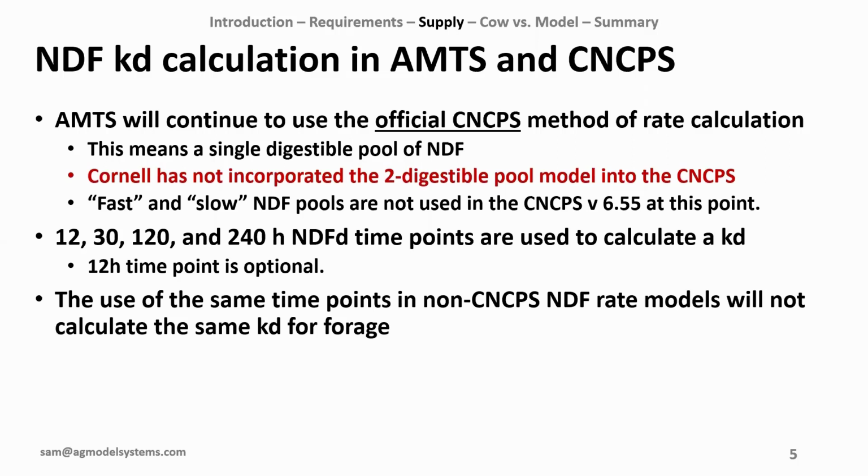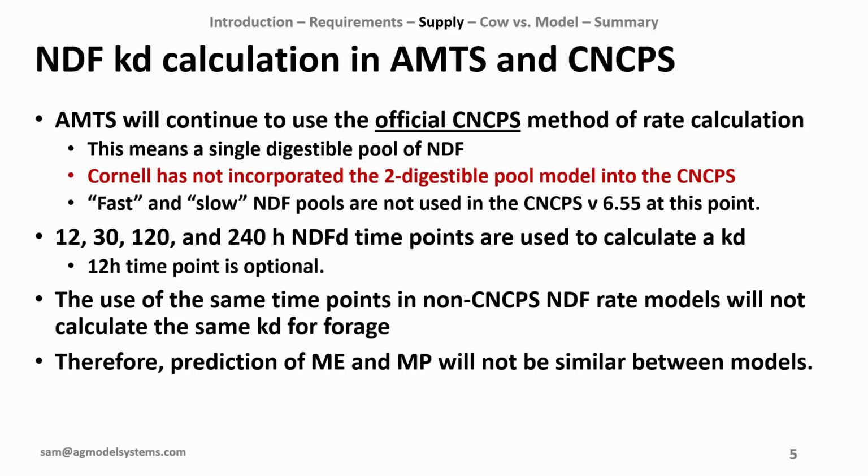The use of the same time points in a non-CNCPS NDF rate model will not calculate the same KD for a forage. So if you're using another model that uses a non-CNCPS method to calculate the NDF KD, you're not going to get the same KD result, obviously, and therefore you wouldn't have the same inputs for the program. And therefore the prediction of ME and MP allowable milk will not be similar between models. Because we're using the official CNCPS method, we would say that the AMTS calculation is still consistent with the CNCPS method for calculation of ME and MP allowable milk. That is our goal, and we will always stick with that official CNCPS method.